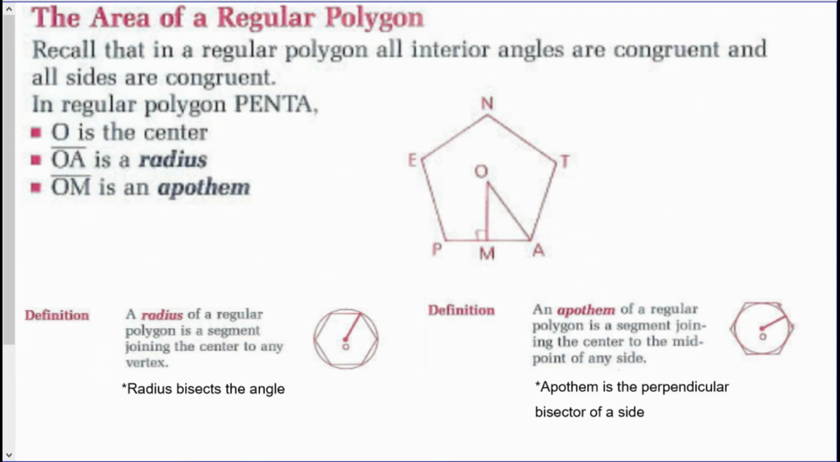So recall that in a regular polygon, all interior angles are congruent and all sides are congruent. So in my figure to the right, I have regular polygon PENTA. O is the center, OA is a radius, and OM is an apothem. So a radius of a regular polygon is a segment joining the center to any vertex. Notice that the radius will bisect the angle. An apothem of a regular polygon is a segment joining the center to the midpoint of any side. Notice that an apothem is the perpendicular bisector of a side.